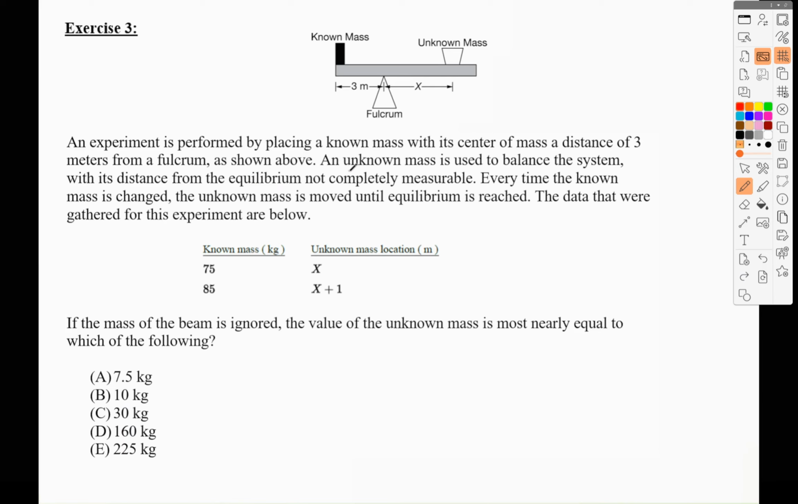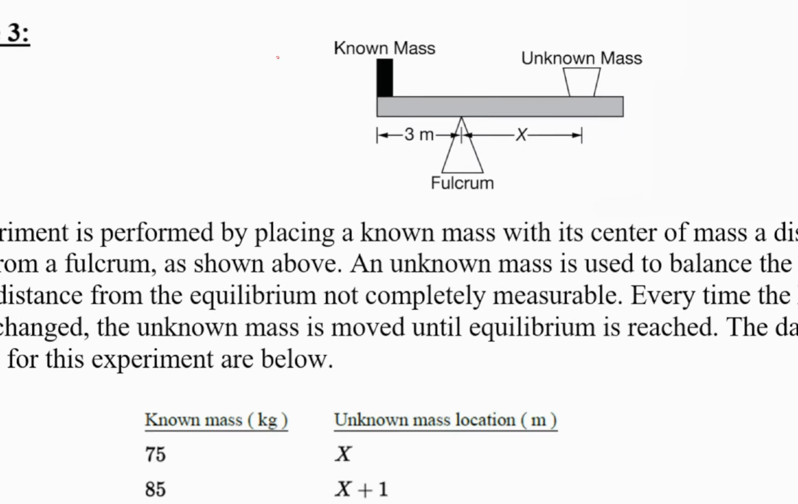An experiment is performed by placing a known mass with its center of mass at a distance of 3 meters from the fulcrum as shown above. An unknown mass is used to balance the system with its distance from the equilibrium not completely measurable. Every time the known mass is changed, the unknown mass is moved until equilibrium is reached. The data that were gathered for this experiment are below. So here what they're doing is the following.